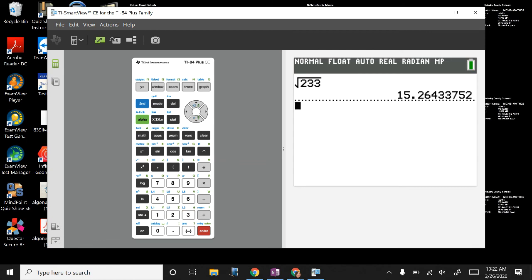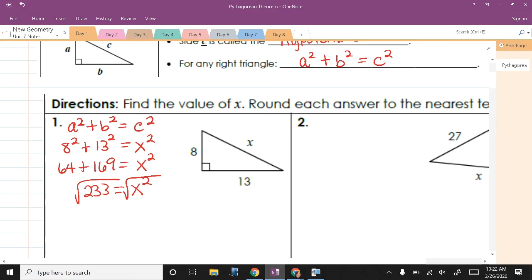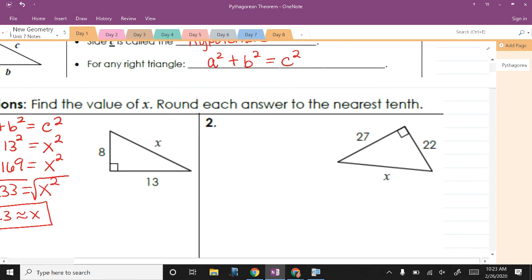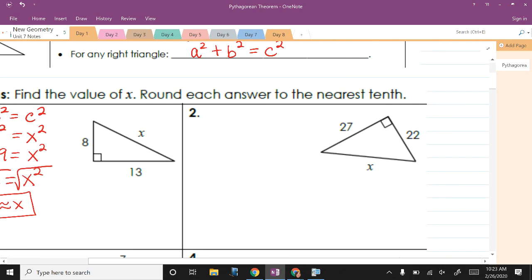Y'all agree? Okay, so I'm going to put squiggles because it's not exact. So I'm going to say 15.3 is approximately x. So anytime I round, I put squiggles. Now, let's see if that answer makes sense. We're finding the hypotenuse, and we know the hypotenuse is always the largest side of a right triangle, isn't it? Is that number going to be my largest side? Yes. Okay, so that's one kind of way to see if your answer makes sense. Make sure the hypotenuse is always the largest side.